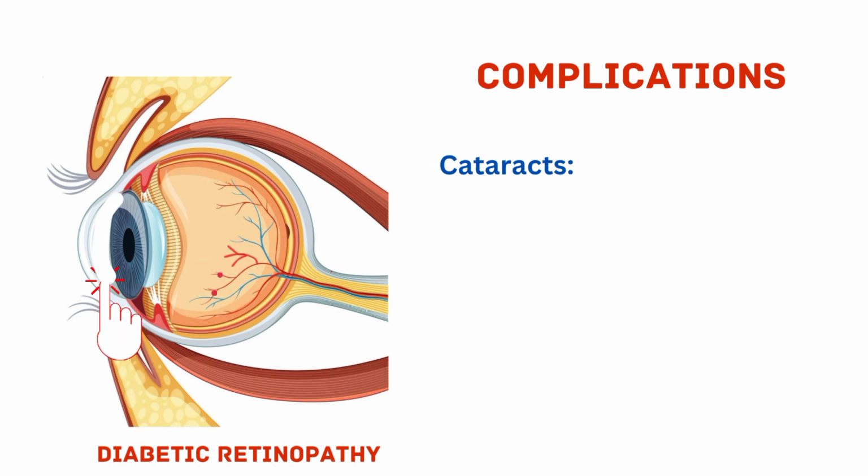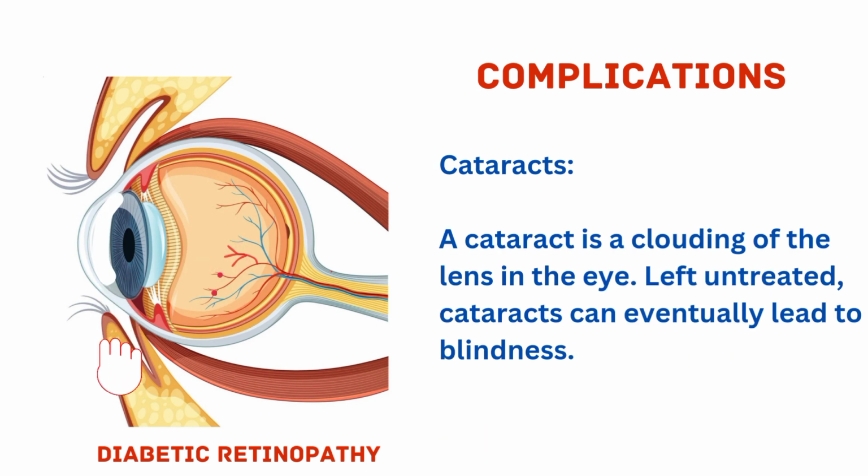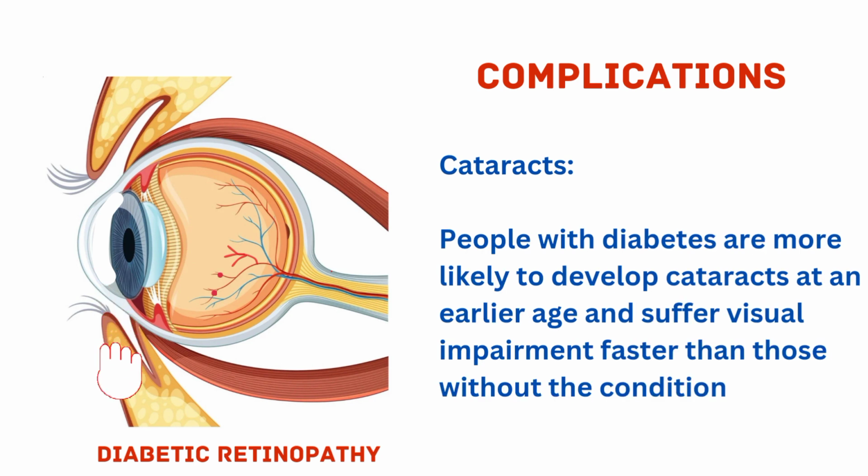The next complication is cataracts. A cataract is a clouding of the lens in the eye. Left untreated, cataracts can eventually lead to blindness. People with diabetes are more likely to develop cataracts at an earlier age and suffer visual impairment faster than those without the condition.